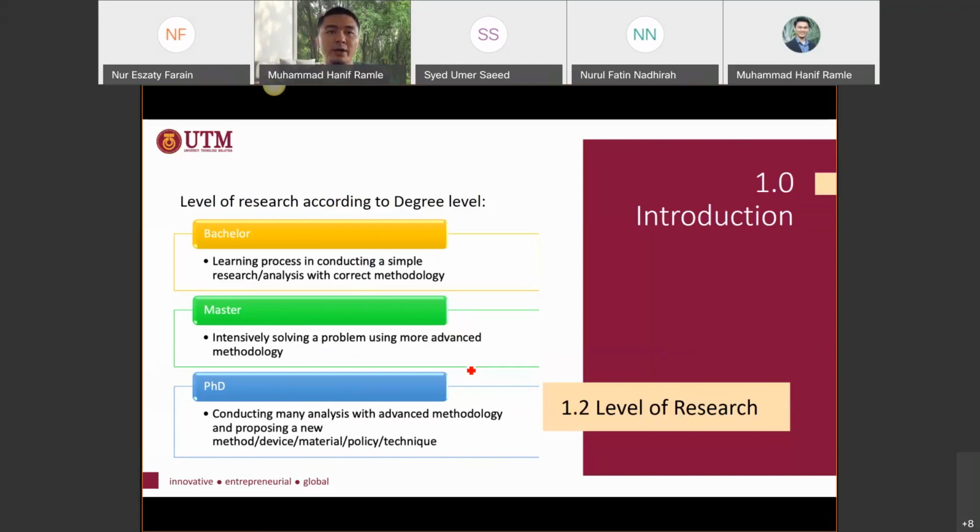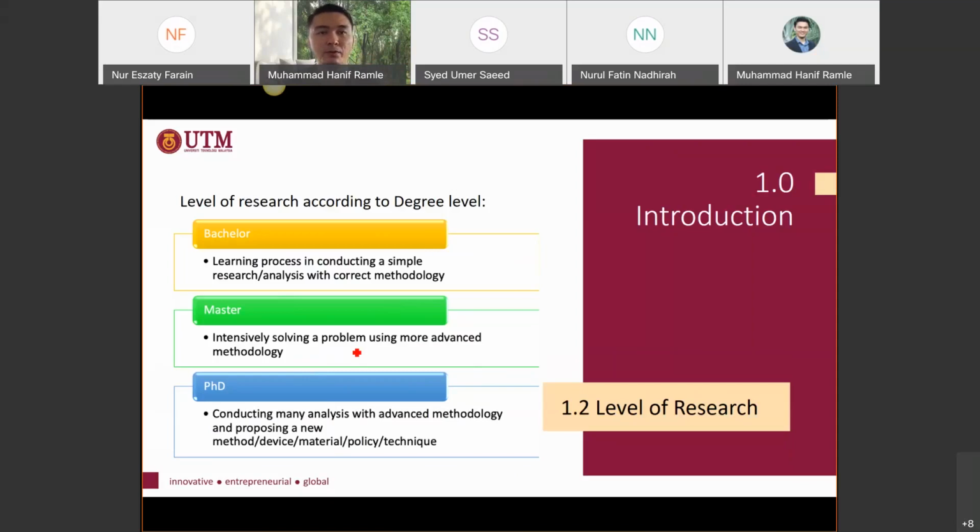Once you have the bachelor, you go forward to the master level. It is very intensive, solving a problem using more advanced methodology, as compared with the bachelor, which is the basic one. Maybe you do some comparison analysis or comparison study. But for master, you have to solve the problem using advanced methodology. And of course, the most advanced one is for PhD.